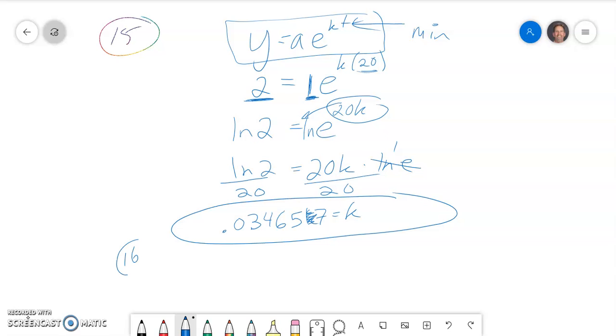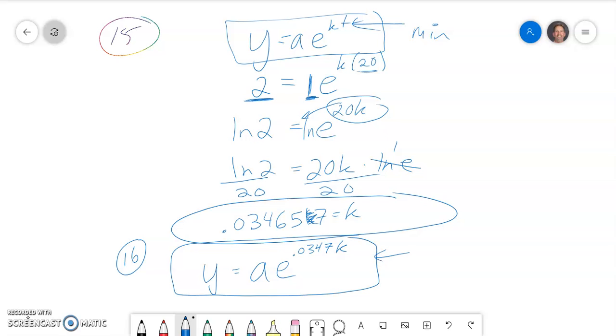And then 16 just says, what would the equation be for this bacteria? So then what you would do is you would just create an equation and put K in it. So I'd put 0.0347, I'd round to, and then put a K up here. So this would be the formula for that particular bacteria that doubles every 20 minutes.